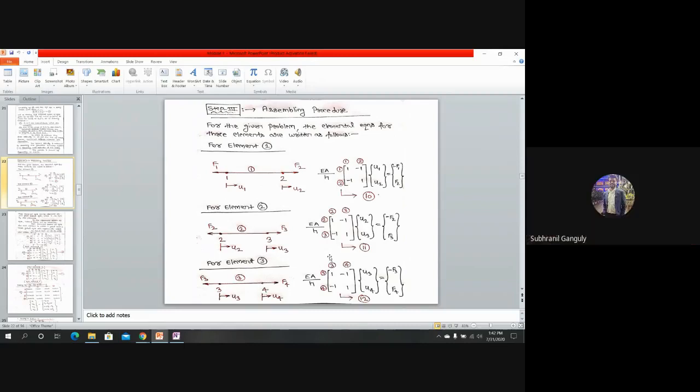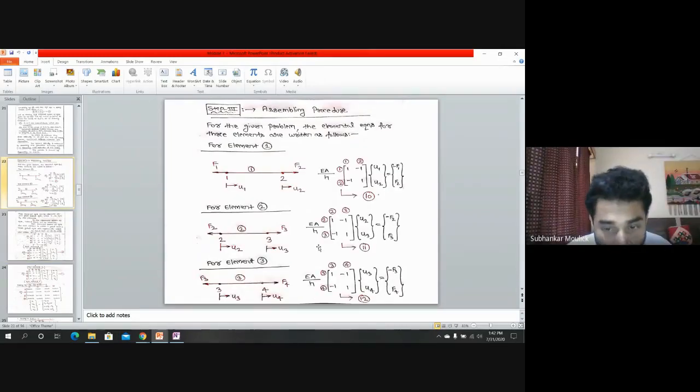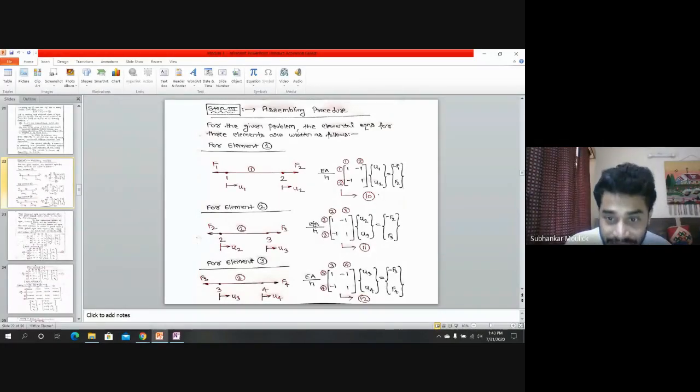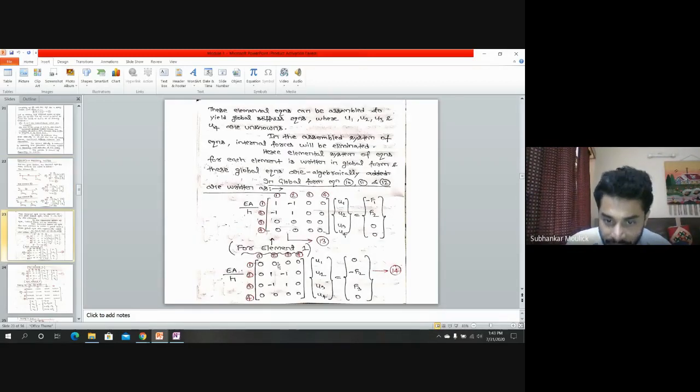बोलो. F2 F3 हाँ बोलो. F2 F3 और yes, I will take the second row, second column, second row, third column, that means this element, third row, second column, that means this element, third row, third column, that means this element. So wherever there will be 2, 2, 2, 3, 3, 2, 3, 3, all those values I will replace by 1, minus 1, minus 1, 1. Remaining all the values will be 0.